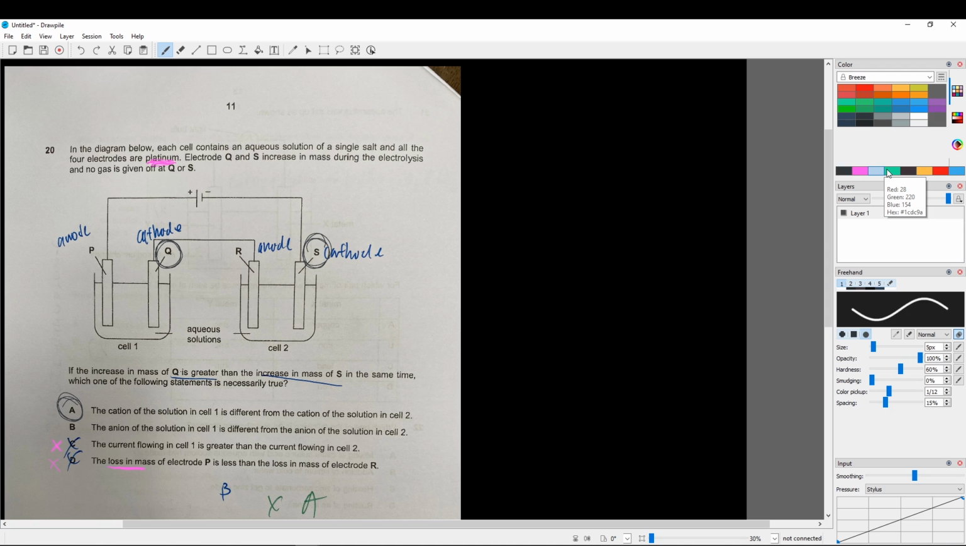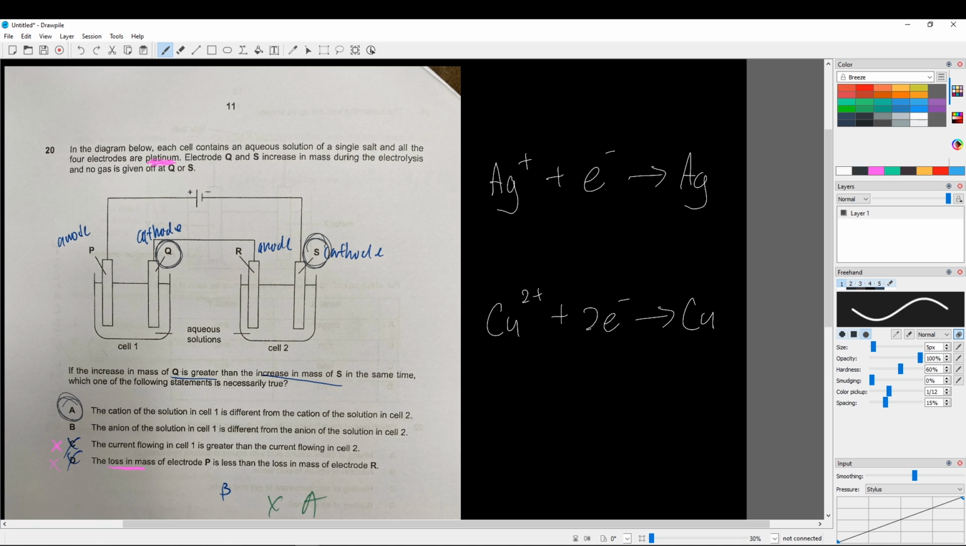What does it mean? It means it can be, and it must be, different metals. Why? I'll give you an example. We have silver, Ag+ + e- gives Ag, and we go for copper, Cu2+ + 2e- gives Cu. So this is the first scenario. The amount of electrons needed to discharge them is different, so the amount that actually discharges in the end will also be different. That's the first scenario. Okay?